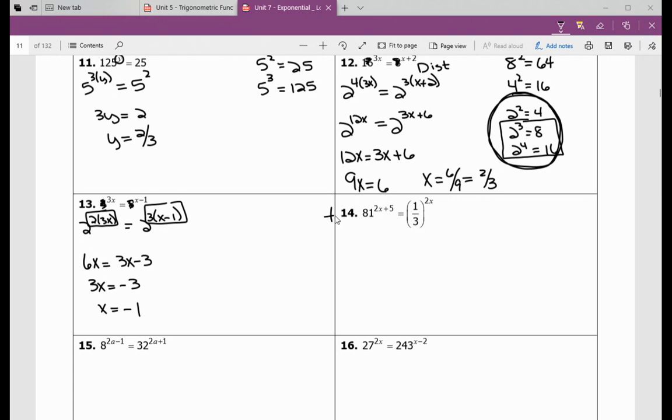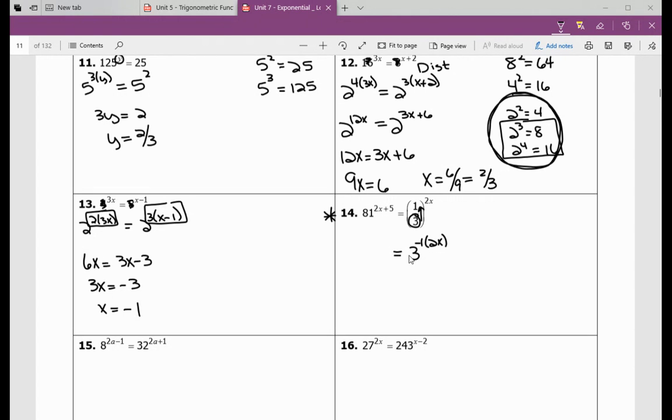Now, star number 14 because it's got that negative exponent rule. And the only reason I know it has the negative exponent rule is because I have a fraction. Okay. So the first thing I'm going to do is 3 to the negative 1 times the 2x. I have to get that 3 to the top, and the only way to do it is to use the negative exponent rule.